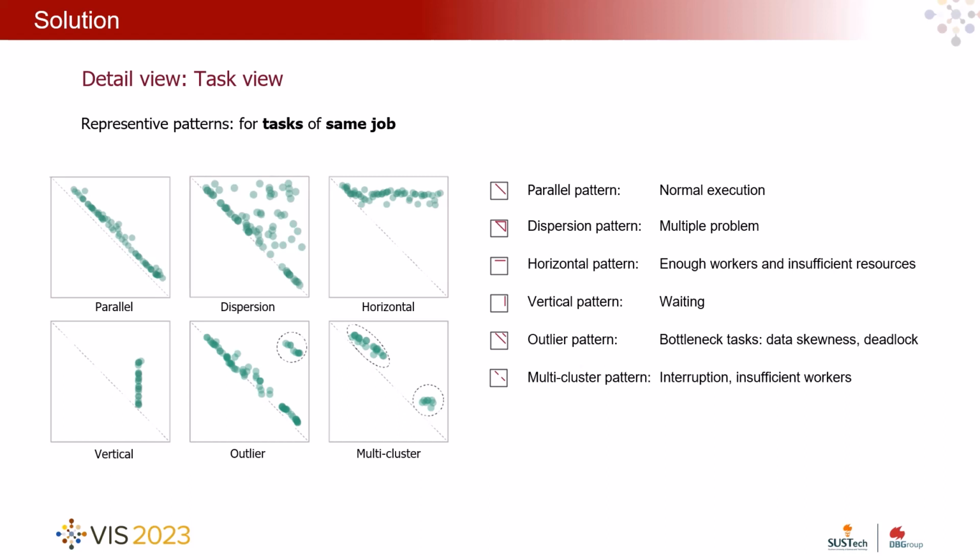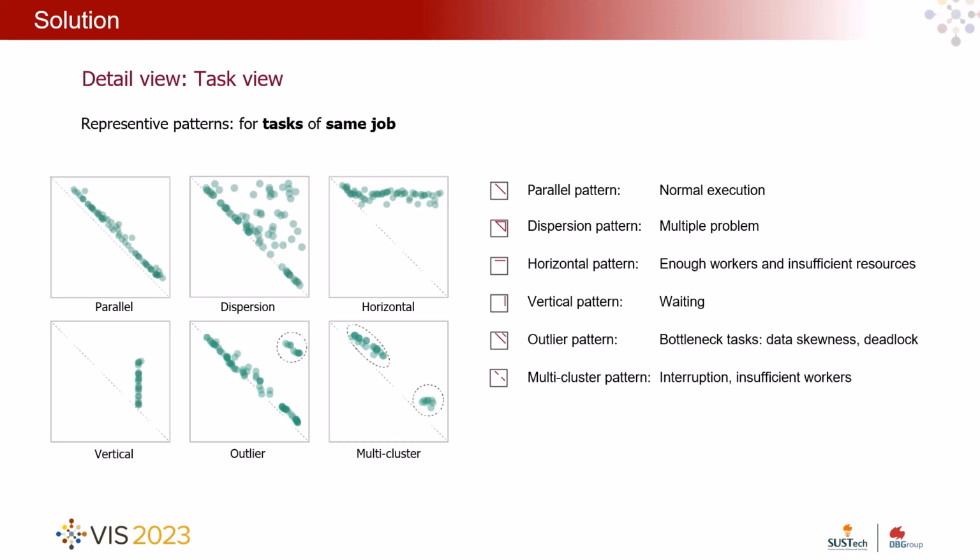Vertical patterns typically appear when tasks are waiting for the completion of provider tasks. Outlier patterns indicate that specific tasks are suffering from issues like data skewness and deadlocks. The multiple cluster pattern indicates that the execution of a job is interrupted, usually caused by insufficient workers or suboptimal scheduling strategies.